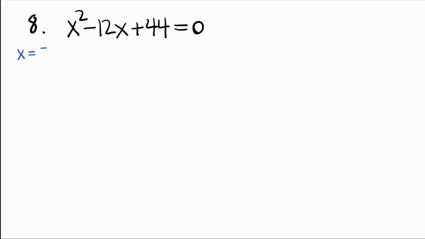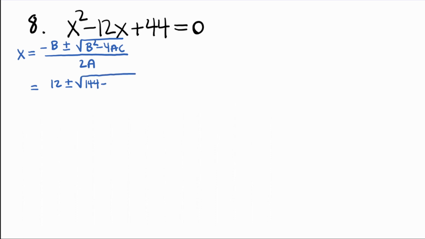So x equals negative b plus or minus the square root of b squared minus 4ac, all over 2a. Okay, so this is going to be negative b is positive 12 plus or minus the square root of b squared, which is 144, minus 4 times 1 times 44. Okay, so let me think about this. 4 times 40 is 160. Oh, so this is the square root of a negative number. I did not, okay, yeah, I didn't see that coming.